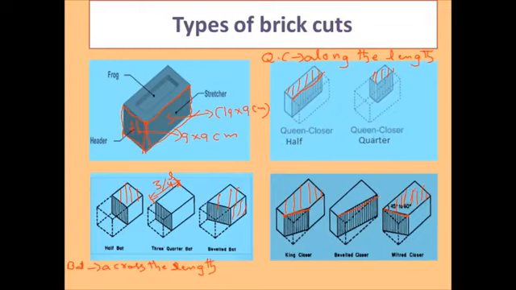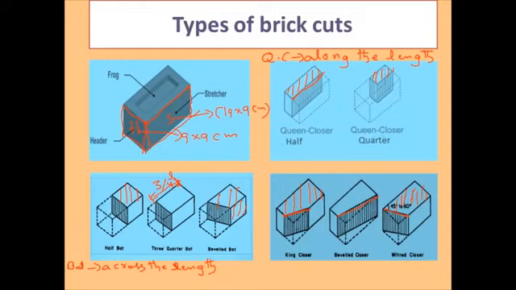So see these three things clearly. In case of king closer we have to make the cut from the center of the stretcher to the center of the header. In case of beveled closer we have to make the cut from the corner of the stretcher to the center of the header. In case of mitred closer we have to make the cut from the center of the stretcher to the corner of the header. So these are the different types of brick cuts.